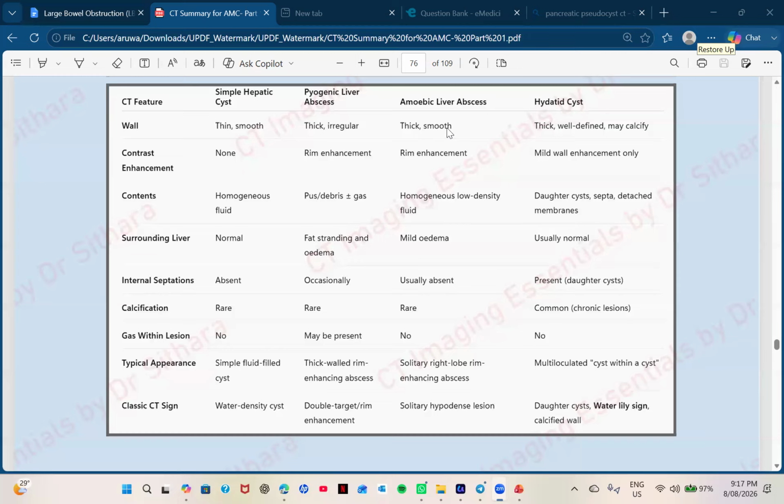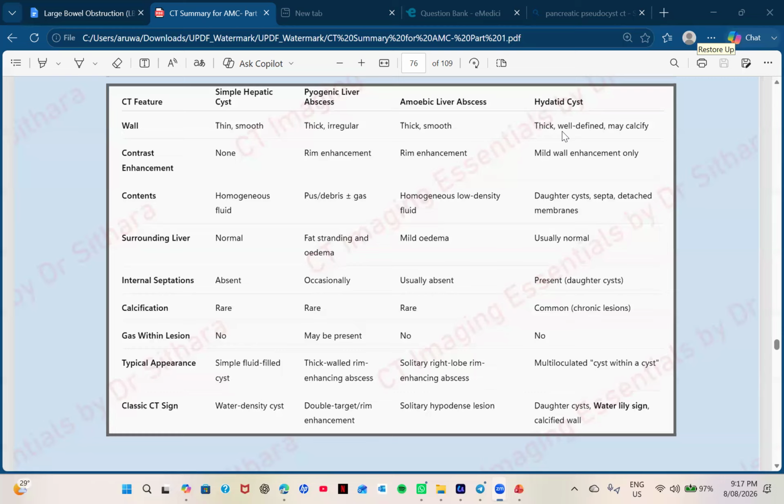The wall is thick and smooth, and the contrast enhancement is a rim enhancement. It's a homogeneous, low density fluid. The surrounding liver shows mild edema. Septations are usually absent. It's like a very good round abscess. Calcification is rare. Here, the solitary right lobe rim enhancing abscess is the most common, and a solitary hypodense lesion can be seen.